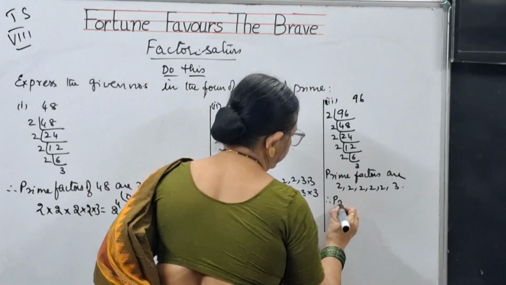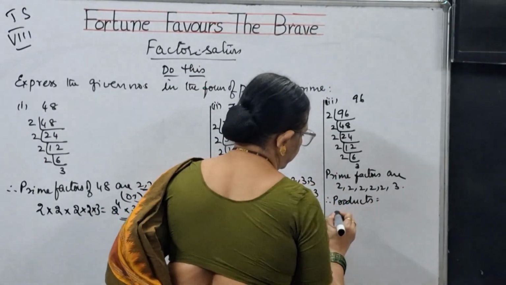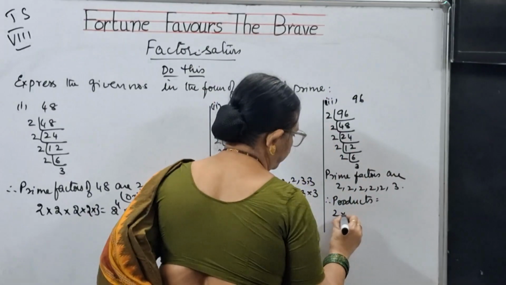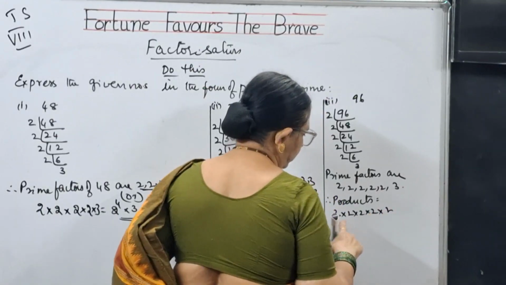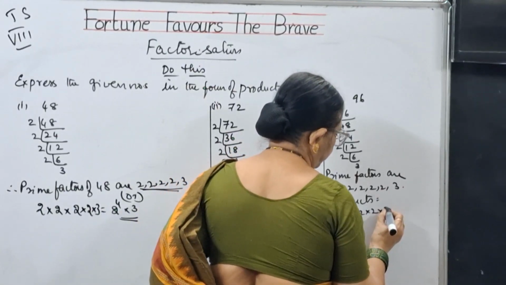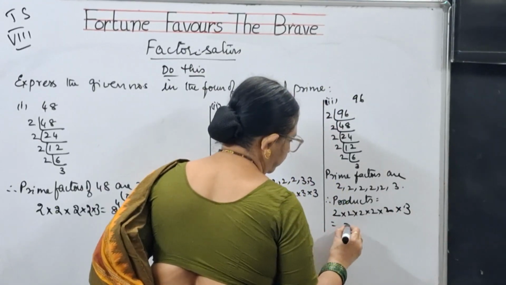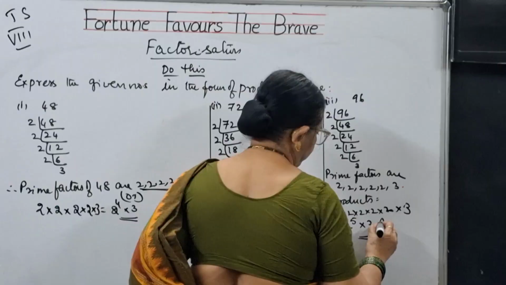So what are the products? If you write it in the form of products, 2 how many times? 1, 2, 3, 4, 5 times. 2 into 2 into 2 into 2 into 2. 5 times 2, I have written into 1 time 3. That is nothing but 2 to the power of 5 into 3. This is the answer, children.